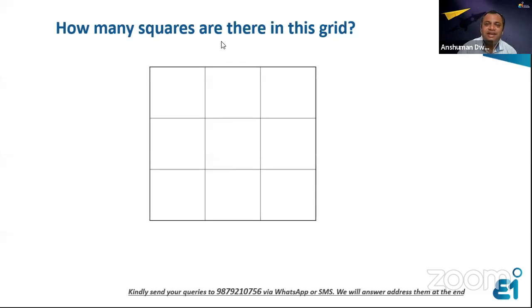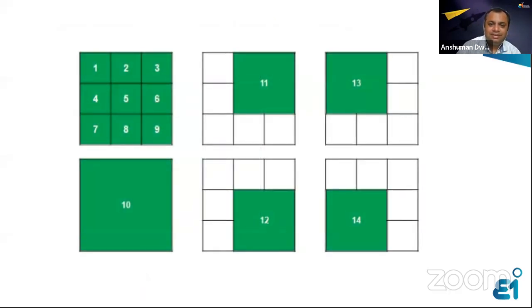Any answers on the chat? I got answers like 10, 14, 9, okay, right. 13, 15, okay. 16. Good. Let me just show the answers. Here is the answer. How many of you got this right? Good, Abhijisha, I can see that. How many of you got it right?